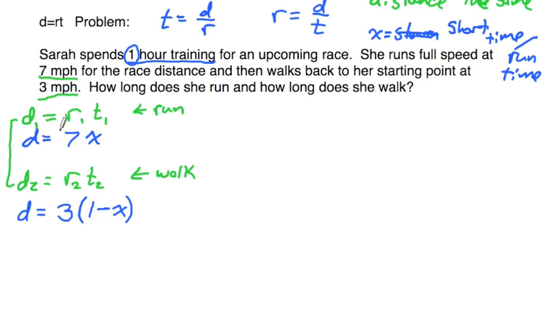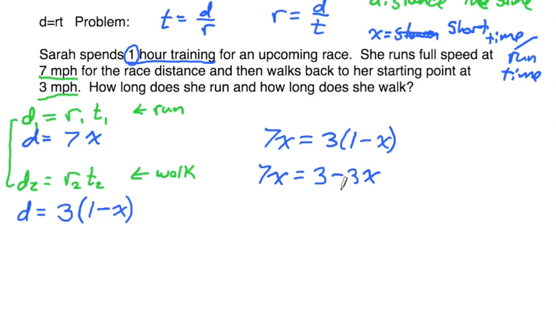So here's our two formulas, and what's true about them is they're both equal to D. So this actually becomes a nice easy equation. 7x is equal to 3 times 1 minus x. The distance running is equal to the distance walking. Alright, and then just solve. So this becomes 7x equals 3 minus 3x. In this case we're going to add the 3x across to get the x's on the same side. So we'll come up with 10x is equal to 3, and then divide both sides by 10.